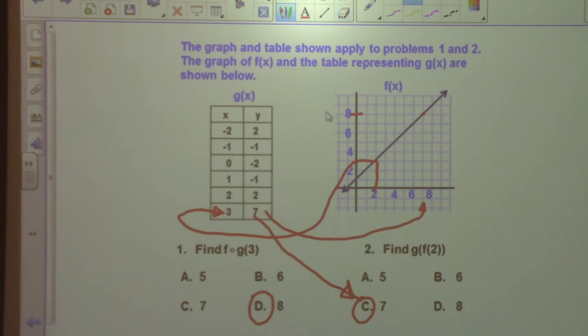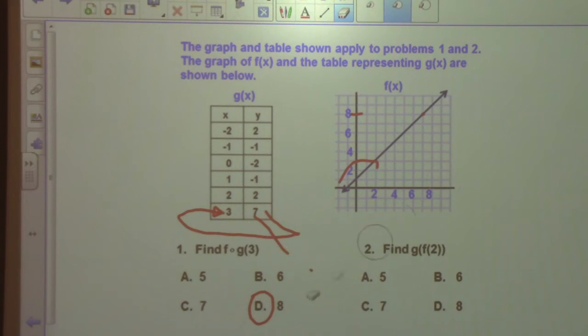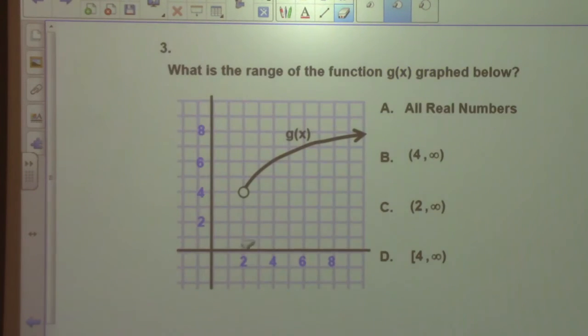Let's go on here. Next, number 3. What did you get for number 3? Yeah, one thing you've got to be careful with here is that C is a distractor, because if you didn't read range carefully enough, you would have picked C. But the real answer is B. And B is right and D is not because of the bracket versus parentheses, okay? So good job on this.